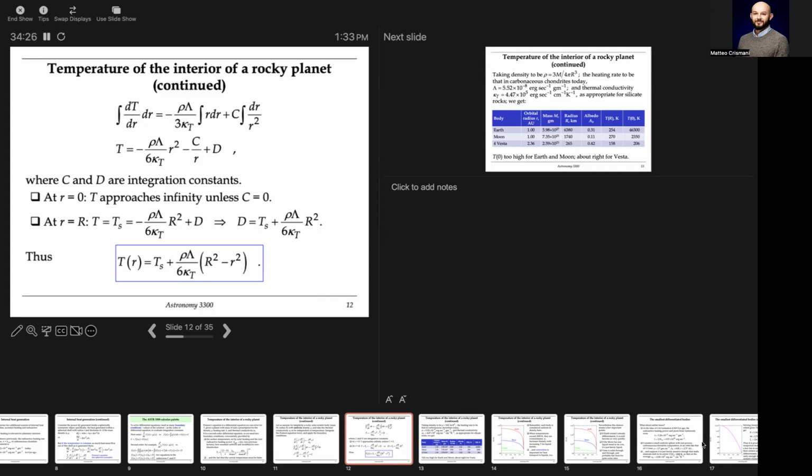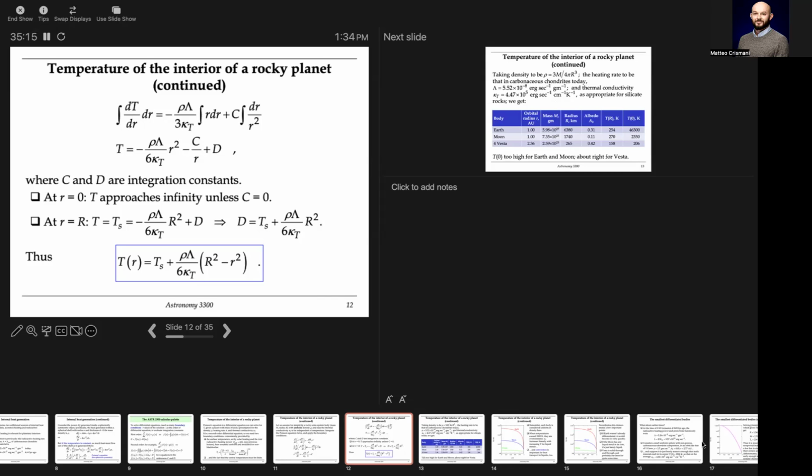And then, of course, we have to use at r equals big R the value that we had for T_S. So this is what D is. I can just add that in. So now I have T(r) equals the temperature of the surface plus some value that gets bigger as you go down. You'll notice here that this contribution, big R squared minus little r squared, is zero at the surface, right? And it's maximum at the center. So it does everything we hope it does. Okay, so boom, we've just modeled the interior of planets.